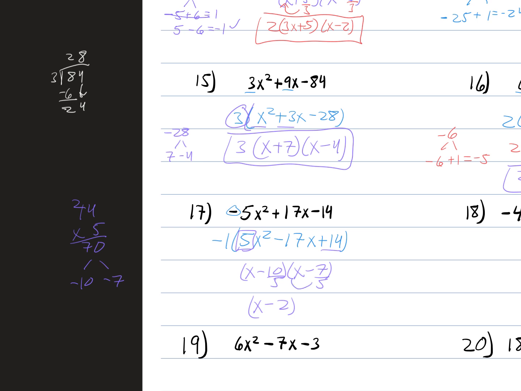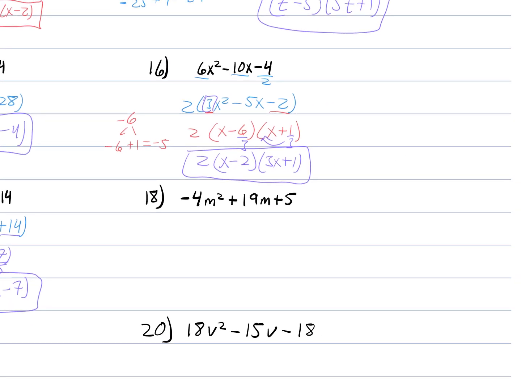And then 7 divided by 5 doesn't simplify. Slide it out front. It becomes 5x minus 7. Don't forget about that negative 1 that we took out. All right, so it's going to look something like this. All right. Now the next one, same exact thing.